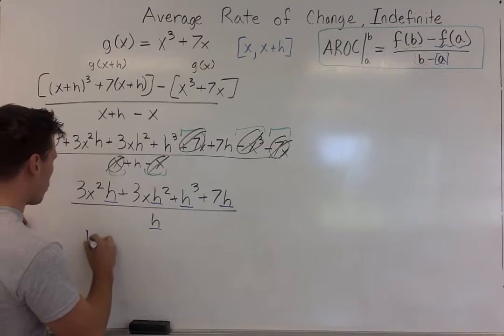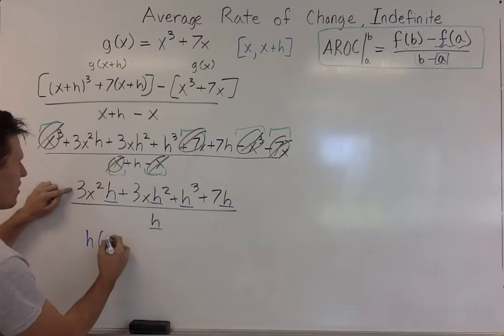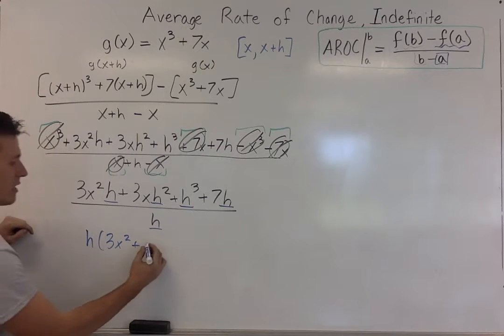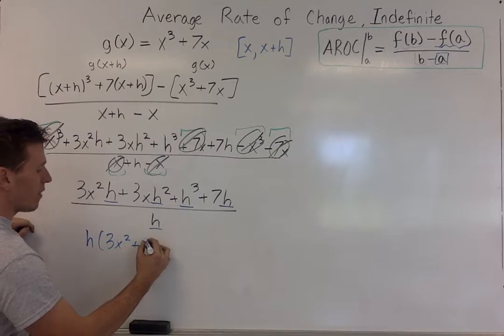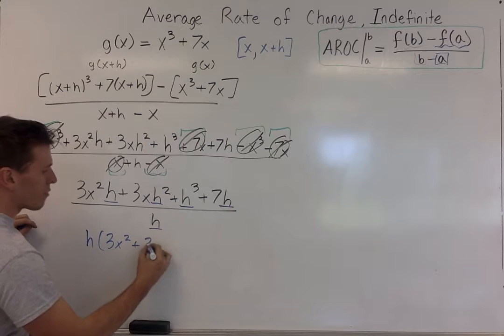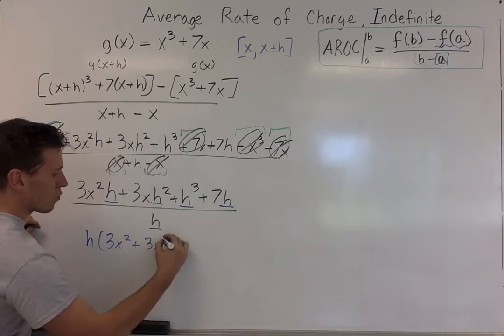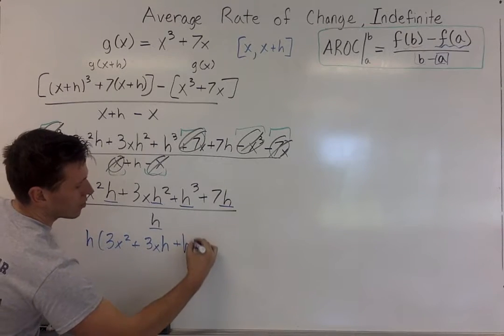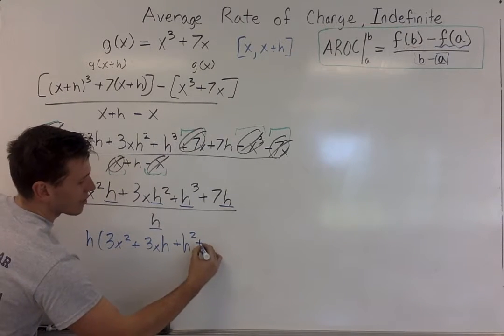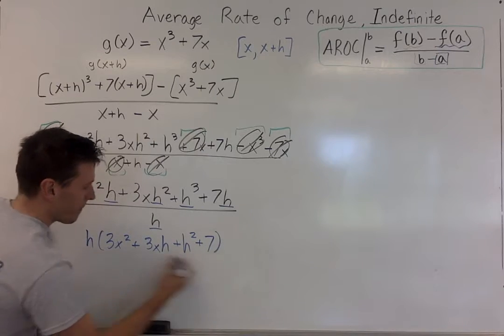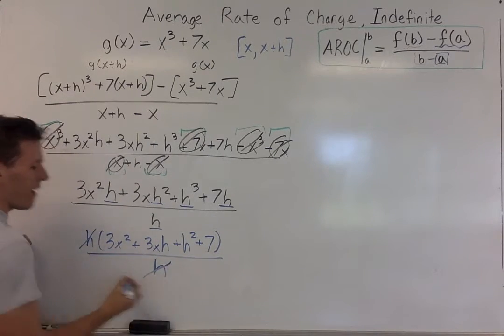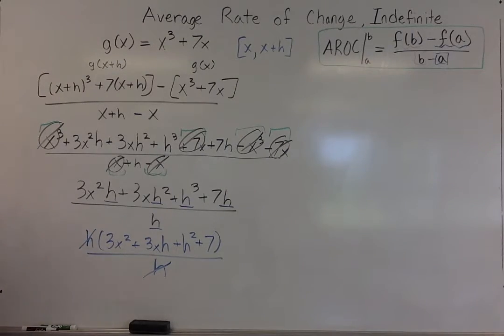So the factored version of this looks something like this. Pull an h out of this first term, I'm left with 3x squared. Pull an h out of the second term, I'm left with 3x h. Pull an h out of the third term, I'm left with h squared. And pull an h out of this last term, I'm left with plus 7. And all that is over h, which means I have achieved my goal of factoring so that I could cancel.